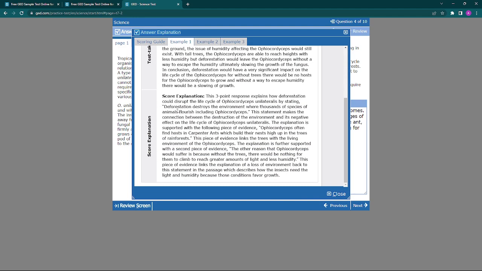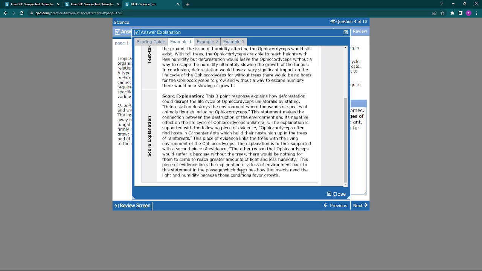Maybe it is like, it's saying thousands of species, but it could just say yes, deforestation destroys the environment. So yes, it does negatively affect it. Okay, whatever. So this statement makes the connection. And the explanation is supported with the following piece of evidence. Okay, here we go. OU often find hosts in carpenter ants which build their nests high up in the trees of rainforests. Alright, so this piece of evidence links the trees with the living environment of the OU.